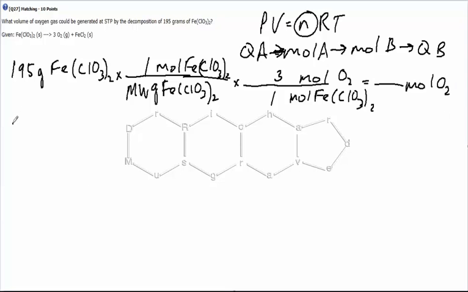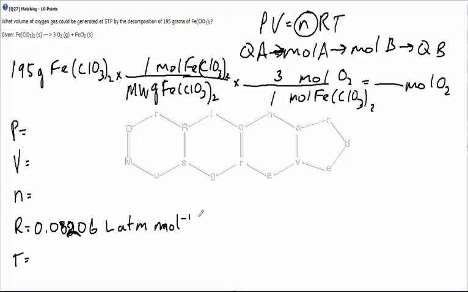Next we can use our PV equals nRT, and if we're going to do that we know that we're going to have to write our values down. So P equals, V equals, n equals, R equals, and T equals. Always start out with the value of R, 0.08206 liters atmospheres per mole per Kelvin, also written as liters atmospheres per mole Kelvin. Alright, so that's a given quantity, and we've got per mole per Kelvin. Those are to the power of -1, so those end up going on the bottom.